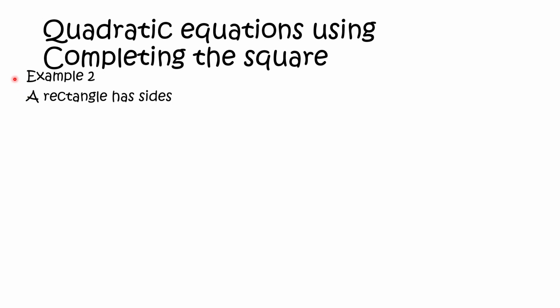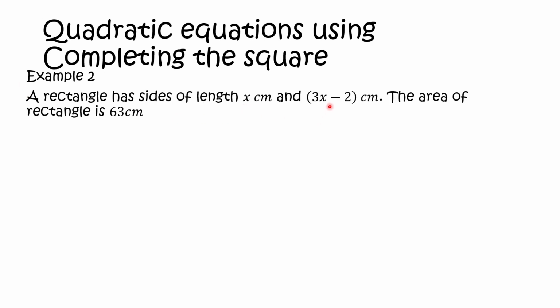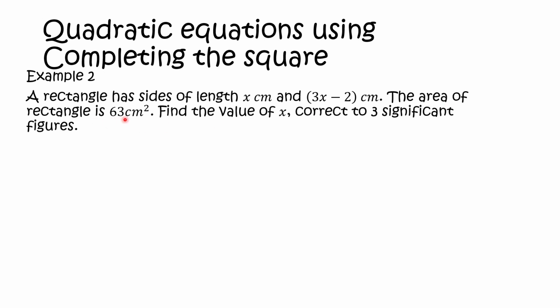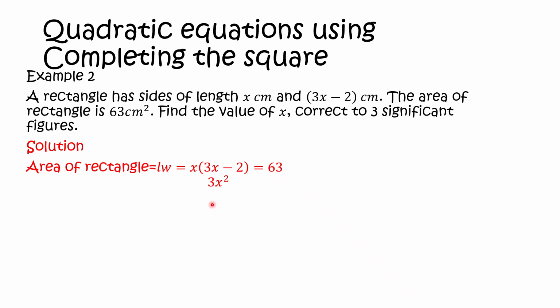Let's look at example 2. A rectangle has sides of length x and 3x minus 2 centimeters. The area of the rectangle is 63 square centimeters. Find the value of x correct to 3 significant figures. The solution. So we know that the area of a rectangle will be given by length times width, which is x times 3x minus 2, and that should be equal to 63. And of course, expanding the brackets or parentheses and bringing the 63 to the left-hand side, we are going to have 3x squared minus 2x minus 63.